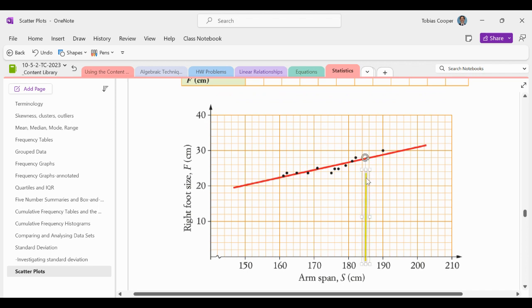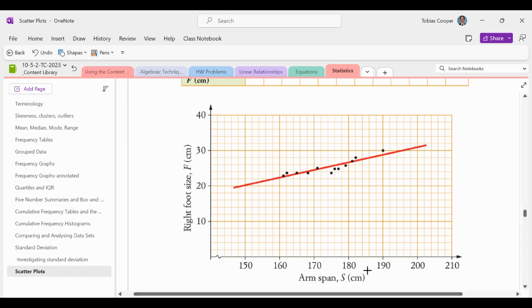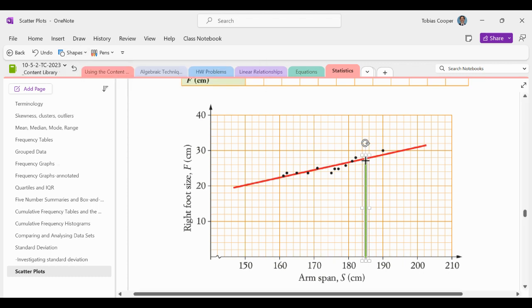Oh, I've got the highlighter tool on. I'll just change that to green. Let's try that again. So we're going to go from 185 up to the line. Okay, and then we're going to go across from there to see what value corresponds to that. Across from there, we've got maybe, looks about 28. Yes, that's about 28. So 28 for the right foot size.